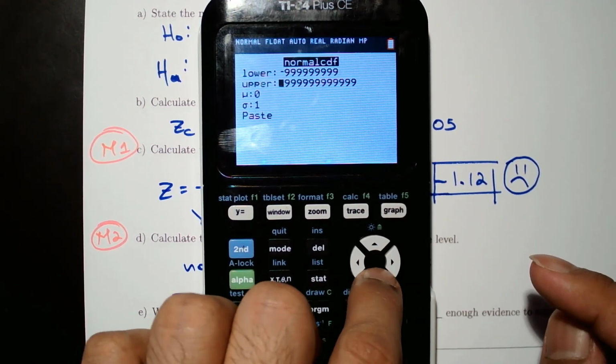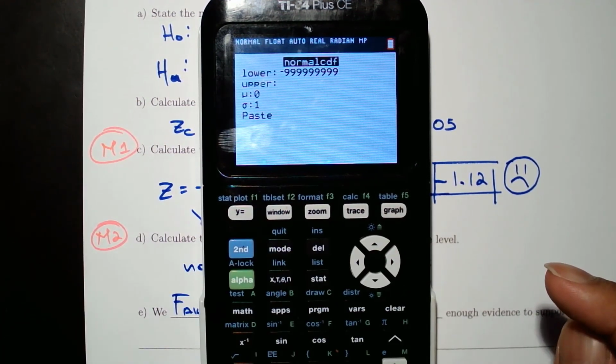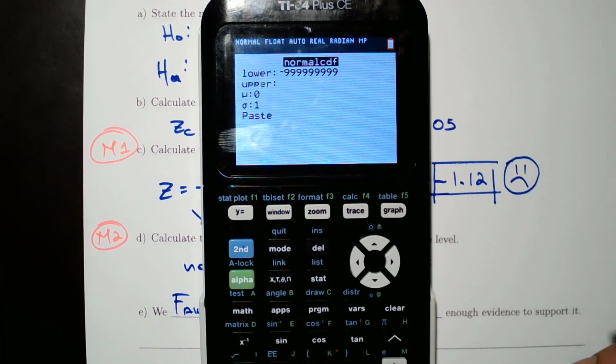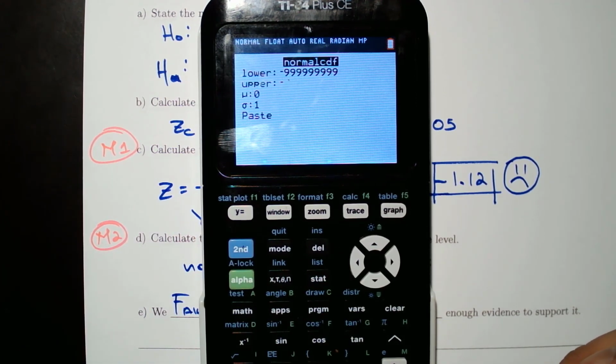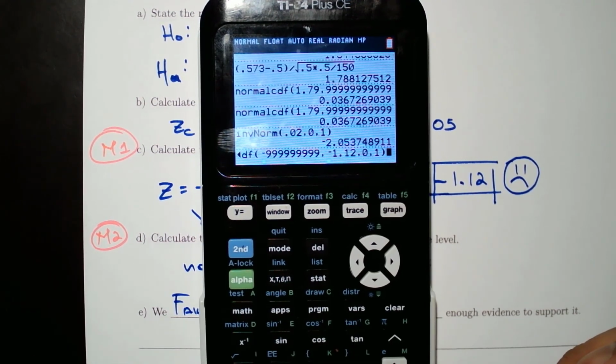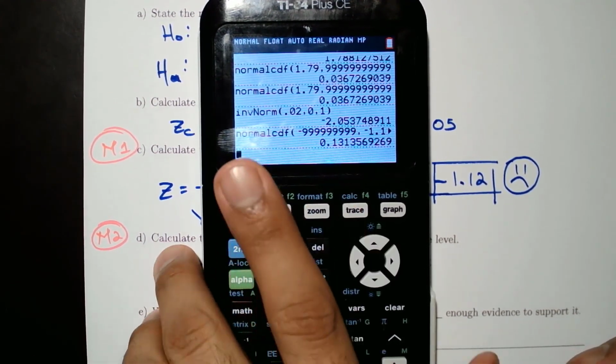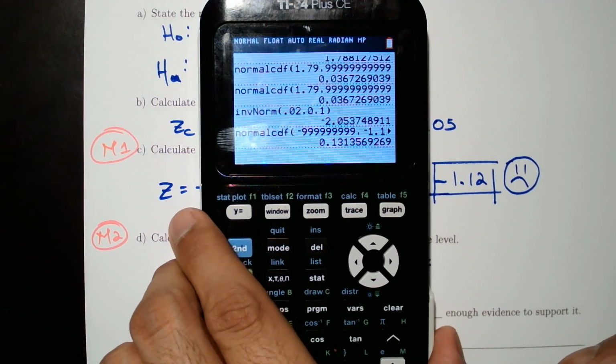Oh, I'm running out of battery here. Hopefully it doesn't let me down on the next example. I'm going to need it. And negative, oops, no, not the subtraction one, but the actual negative 1.12. Boom, paste, enter, I get 1.31, okay?